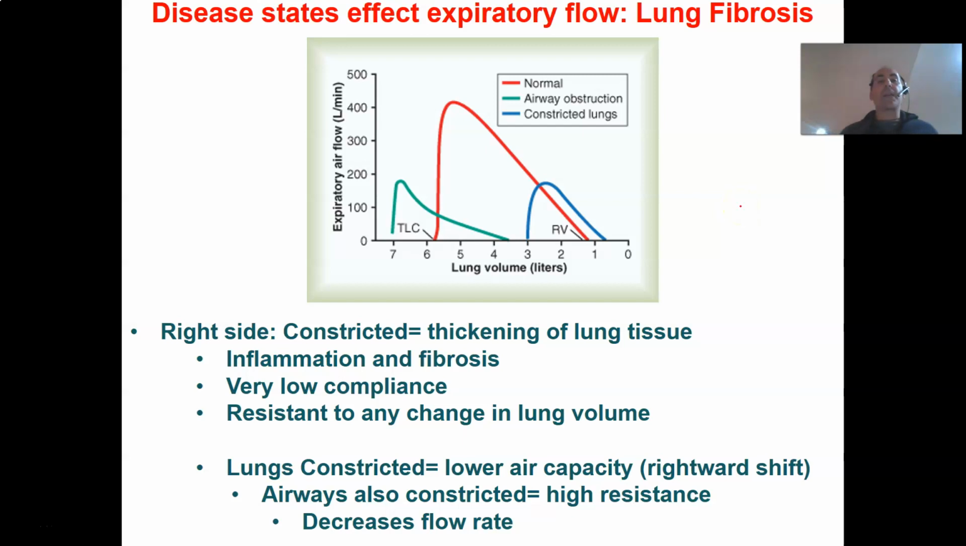This slide is specifically on lung fibrosis. The right side is constricted, thickening of the lung tissue, inflammation and fibrosis, very low compliance, resistance to air change in the lung. Lungs are constricted, lower air capacity, rightward shift. Airways also constricted, high resistance. So this is just a reiteration of what we just talked about.